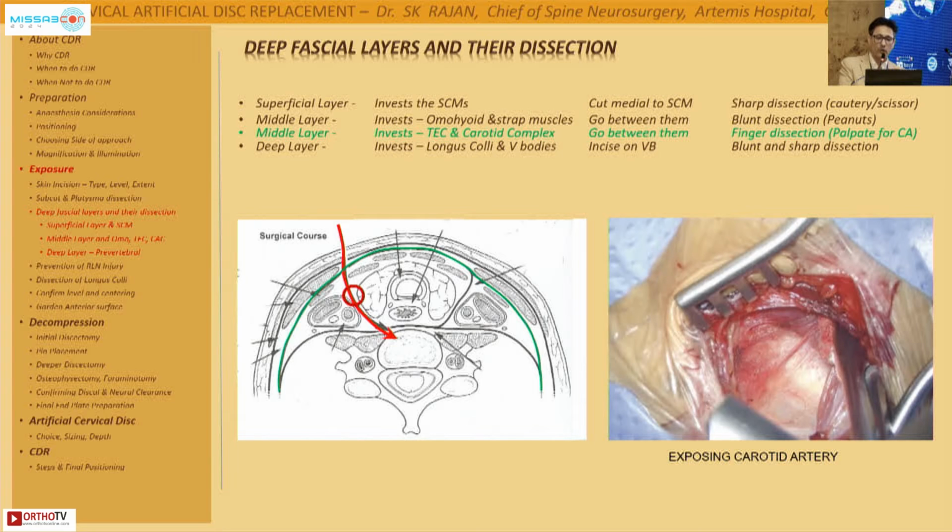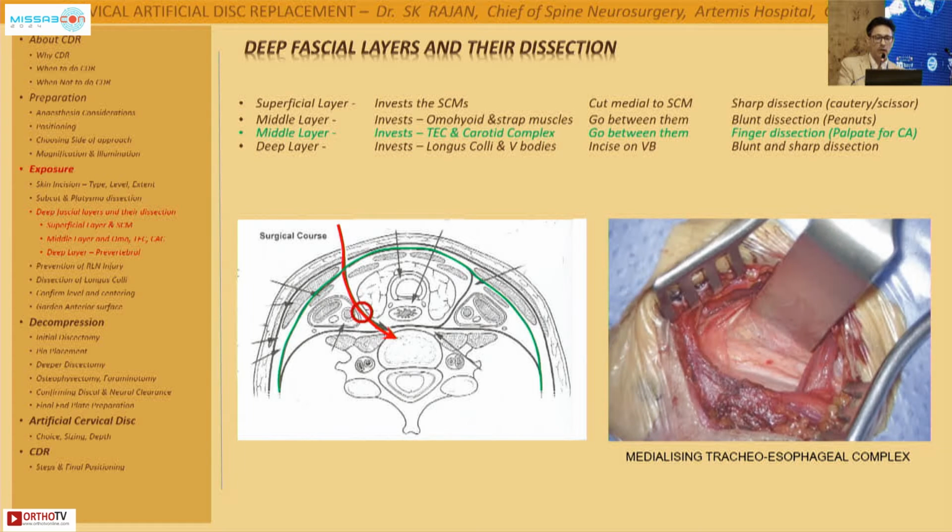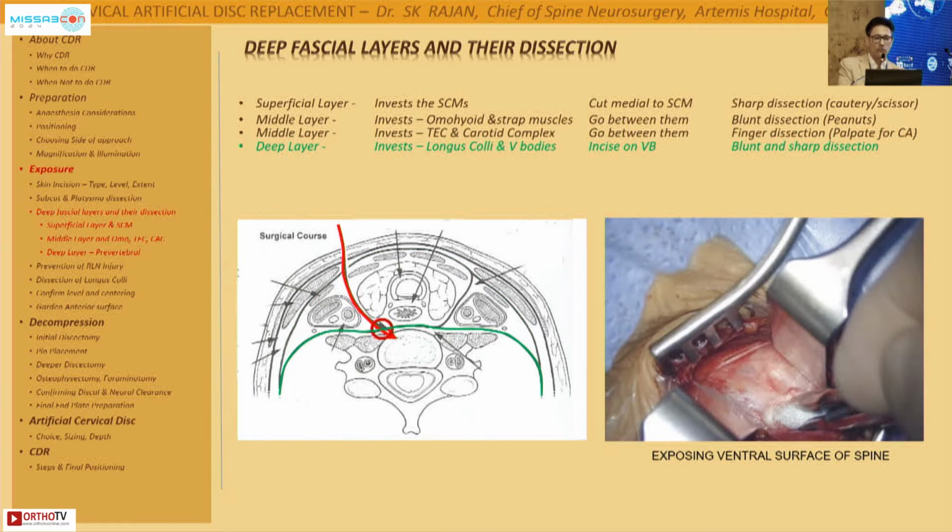This is very, very important. Here it's better to use a finger dissection so that you're able to palpate the carotid artery and keep it lateral. And as you go between the tracheoesophageal complex and the carotid complex, you will reach the deep layer. At the level of the deep layer, you have longus colli. In that case, you have to go for a sort of sharp dissection.